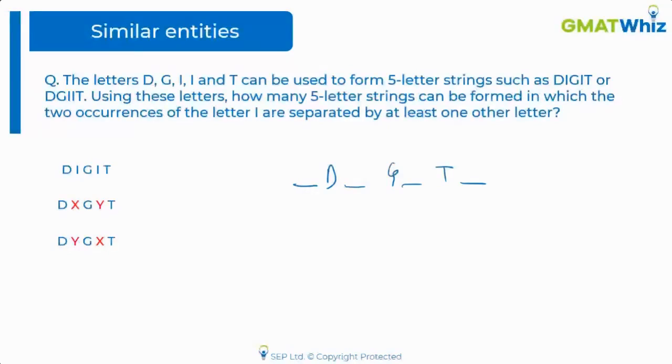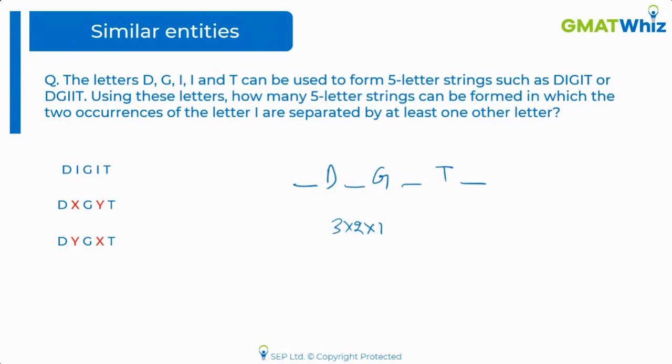This G looks more like a 4, so let me rewrite it. We first have to fix D, G, and T. In how many ways can I fix these 3 letters? I can have D here or here or here, so it's 3 factorial, which is 3 times 2 times 1. They can come in any order we want.